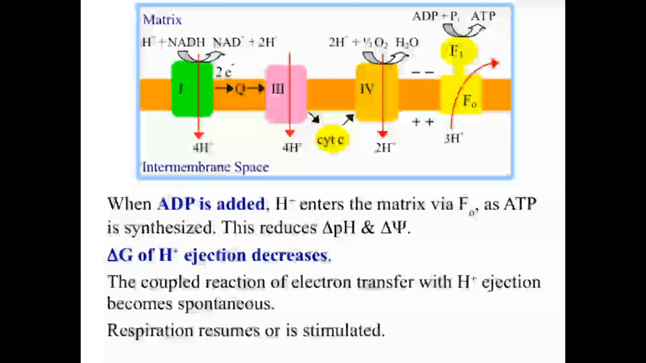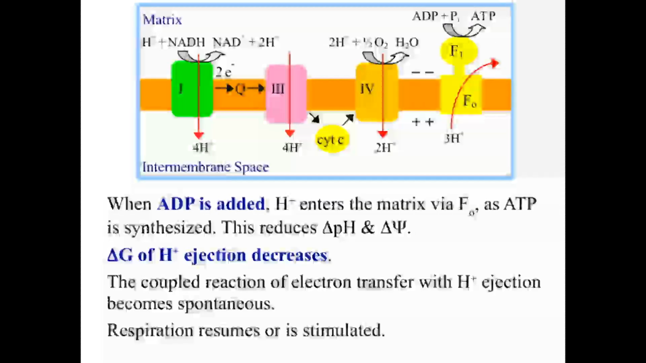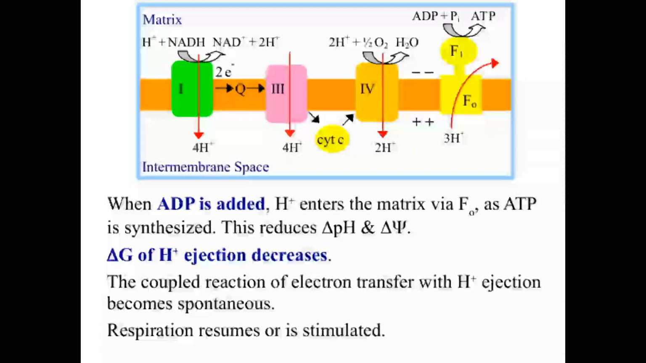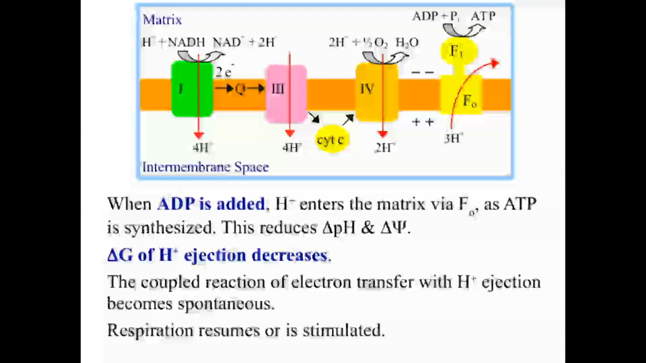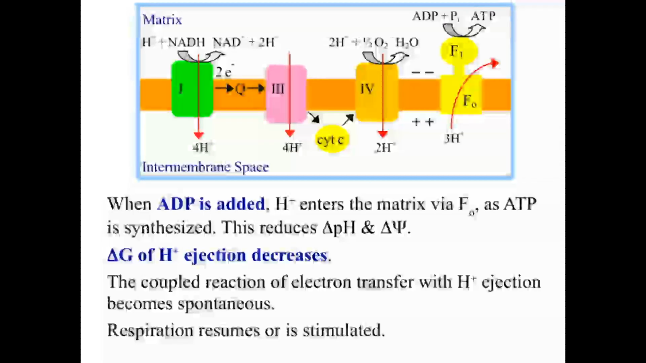This means the electrons can flow more freely through the electron transport chain, driving the production of ATP more efficiently. As a result, respiration, the process by which mitochondria generate energy, either resumes after a pause or is stimulated to increase activity. This entire sequence highlights how tightly linked these processes are and how the addition of ADP essentially kickstarts or boosts the mitochondria's energy production.